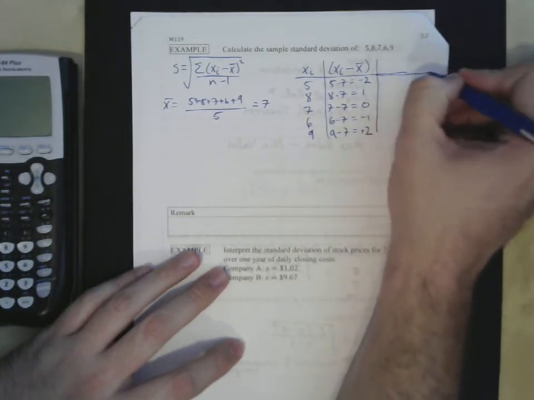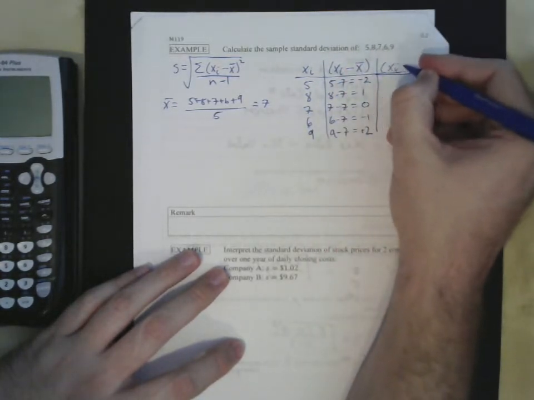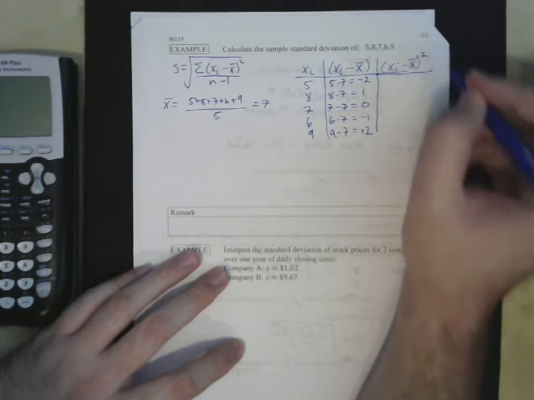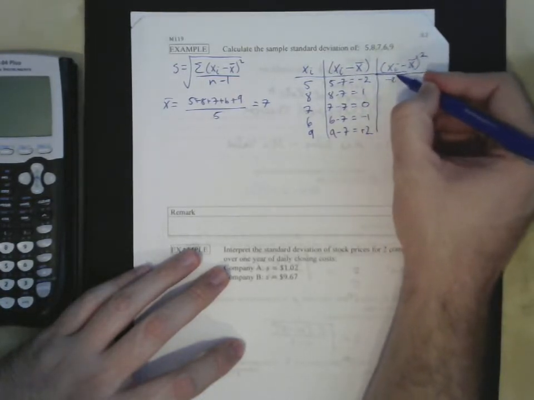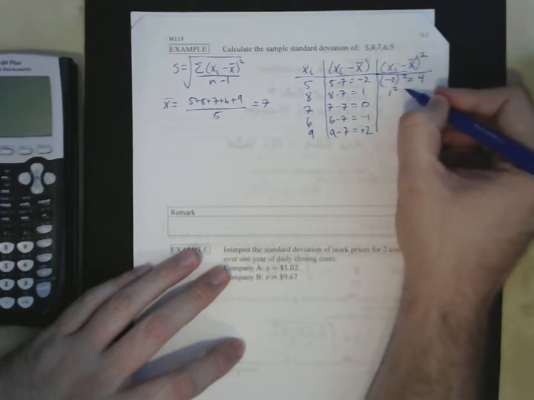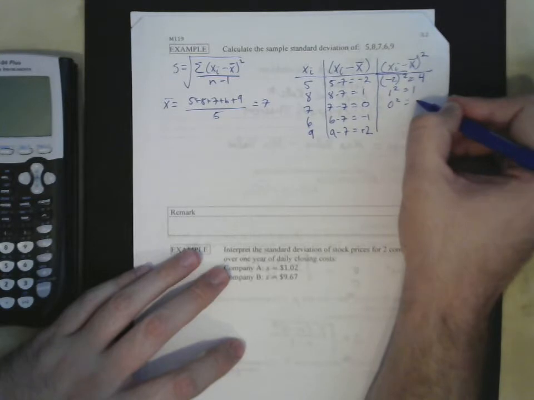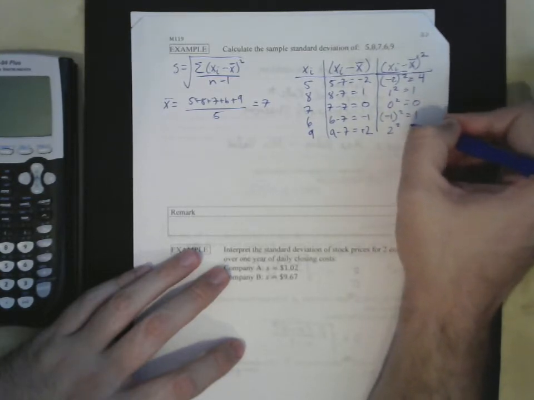And then our final column is (x_i minus x bar) quantity squared. So now we're squaring the values that we found here. So negative 2 squared is 4, 1 squared is 1, 0 squared is 0, negative 1 squared is 1, and 2 squared is 4.